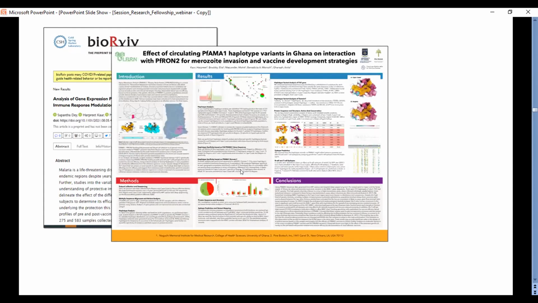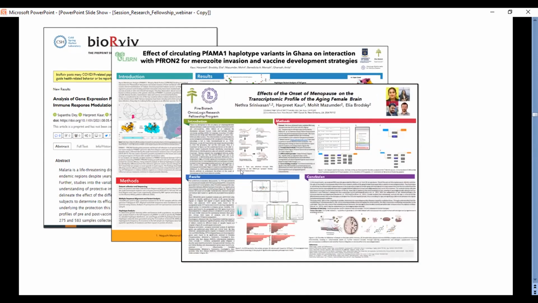Then another example of an infectious disease project that we have completed. We completed a project with our collaborators from Ghana where we tried to identify haplotype variants of the Plasmodium falciparum AMA1 analysis based on genomics data. Apart from masters or undergraduate students, we also worked with high school students. Let me give you a glimpse of the projects completed by high school research fellows.